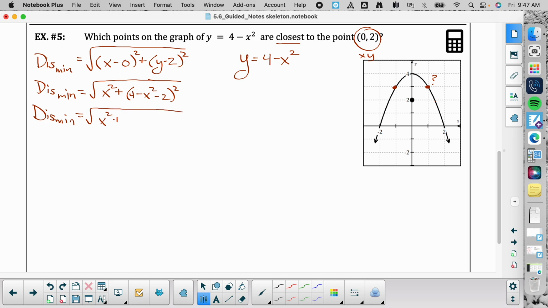So x squared plus 2 minus x squared. If you want to simplify it more than that, you could. It's kind of just up to you. Now, here's where I'm going to make it slightly easier on you. Don't write this part down. I'm going to erase it.